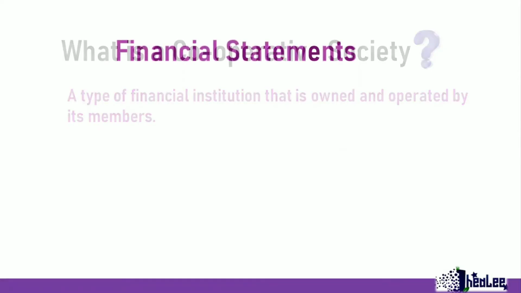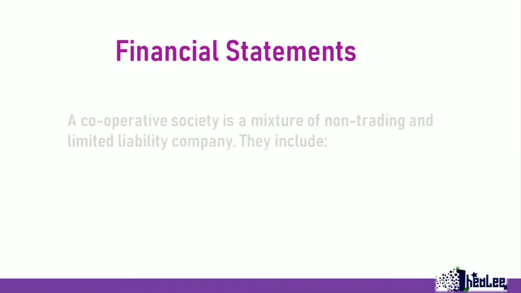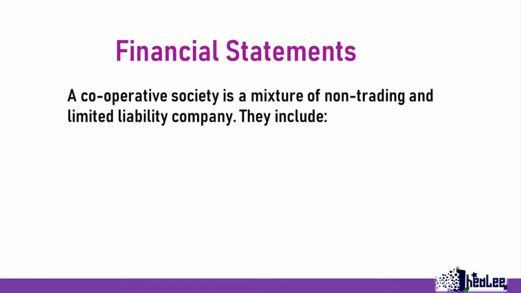We're now going to take a look at the financial statements that are prepared by a cooperative business. The financial statements of a cooperative is a mixture of non-trading and limited liability company. Non-trading because it does not operate to generate a profit, and limited liability because it generates its share capital through the issue of shares to its members. But unlike the limited liability company, where there is a maximum amount of shares that they can issue, the cooperative society has no maximum to the amount of shares that they can issue.